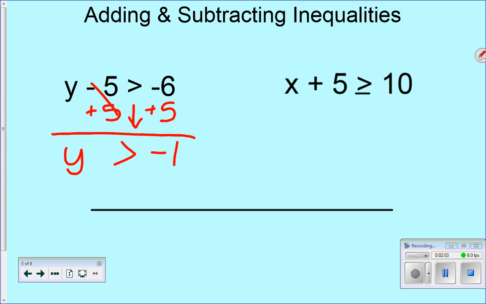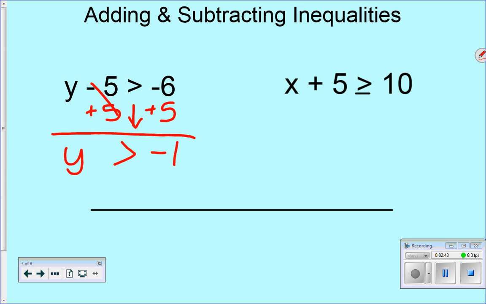0, 1. Okay, so now let me explain how this works. Let's pick 0 and put 0 in for y. 0 minus 5 is negative 5, right? Is negative 5 greater than negative 6? Yes. Let's put 1 in. 1 minus 5 is negative 4. Is negative 4 greater than negative 6? That's why you have to go back to your notebook from yesterday, because it has all the signs and everything we've talked about. If you get confused on the signs, go back to your notebook.